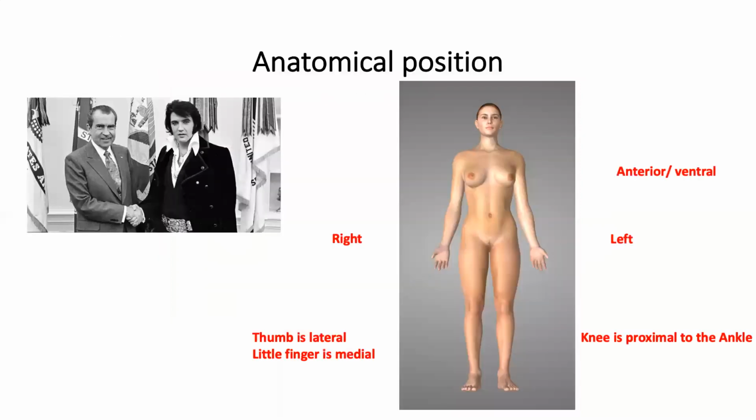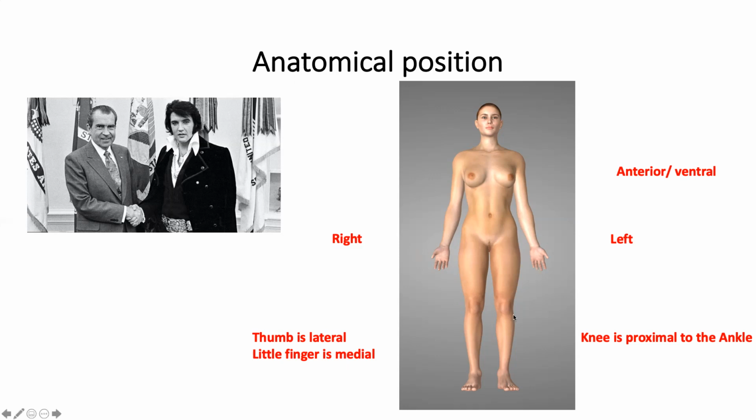And now let's move to some anatomical terms and anatomical position. I believe you all remember these two gentlemen, Richard Nixon and Elvis Presley. They are shaking hands with their right hand. And the way we see is, everything we see, the right side is the right side. So in this diagram, this is the right side and this is the left side. So I want you to take that. That's one of the important anatomical terms and anatomical positions.